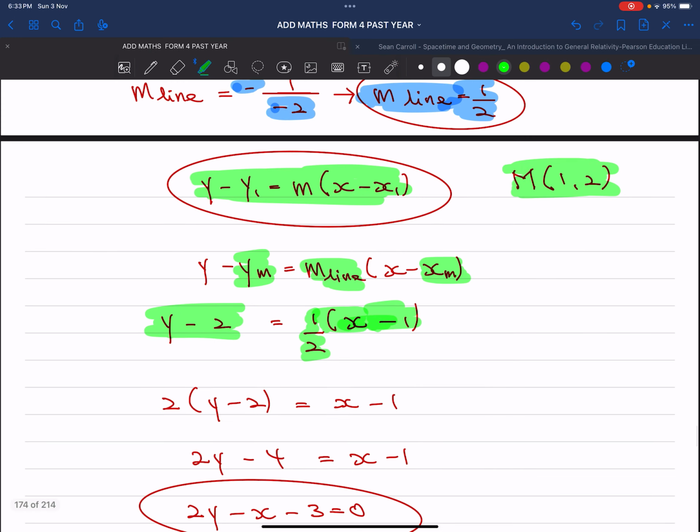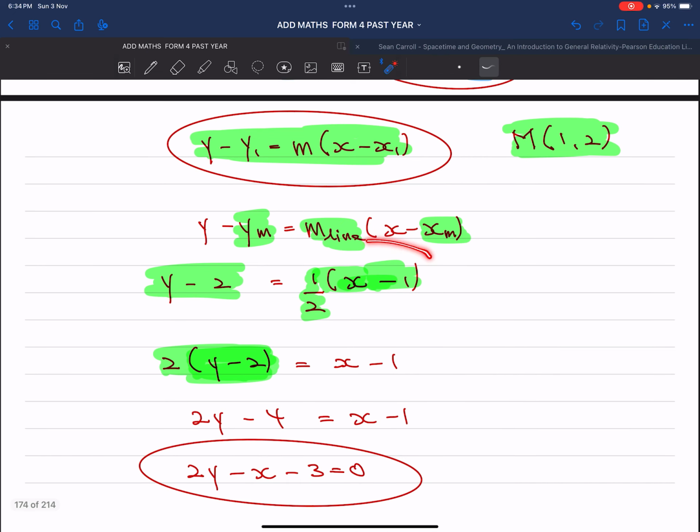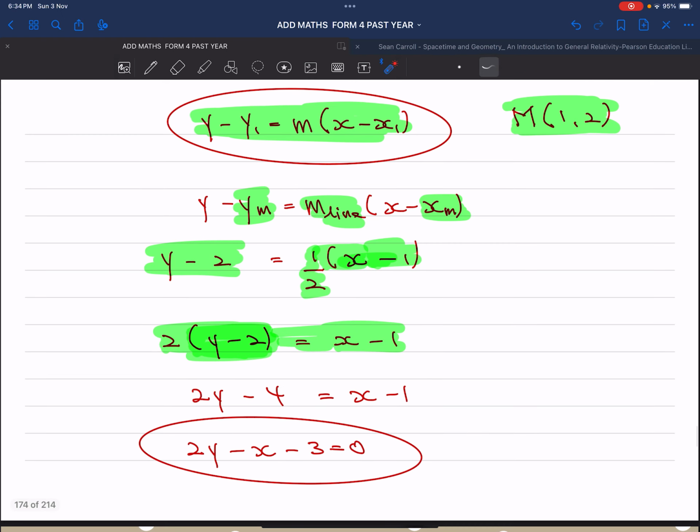The very first thing I do, for y minus 2, I put brackets first because there are two terms. On the right hand side, to remove the division, I bring the 2 to the left hand side: 2 times brackets y minus 2. On the right hand side, I'm left with x minus 1, I just copy back, and the two I multiply inside. 2 times y is 2y, 2 times negative 2 is negative 4. I have 2y minus 4 equals the right hand side, x minus 1.